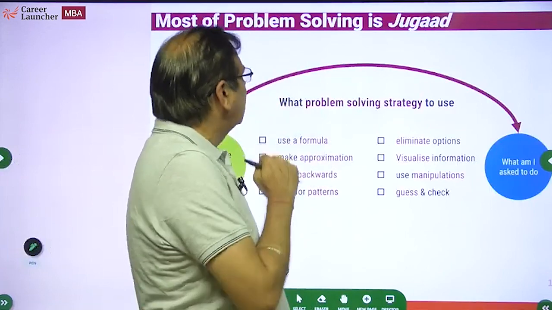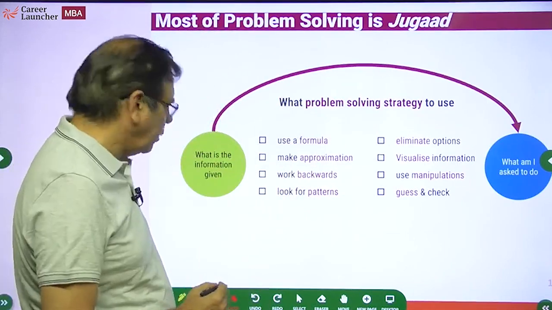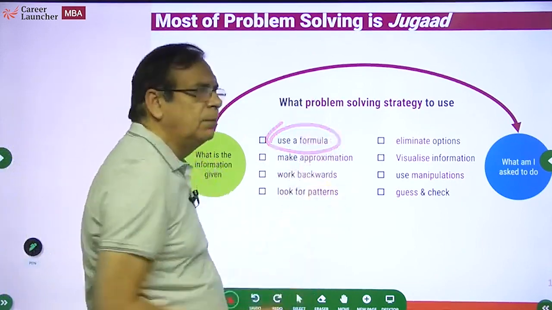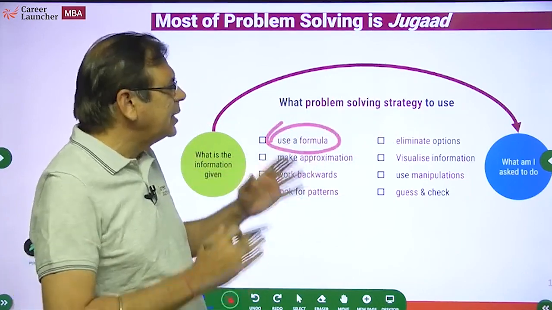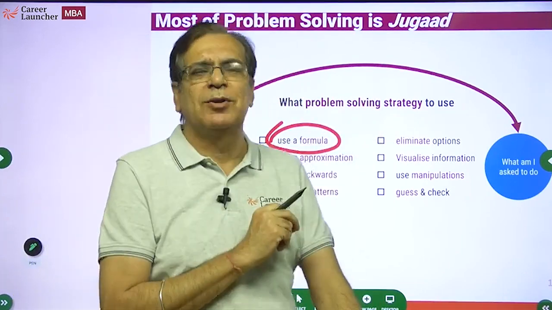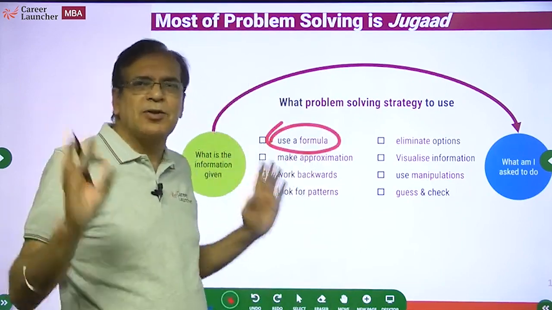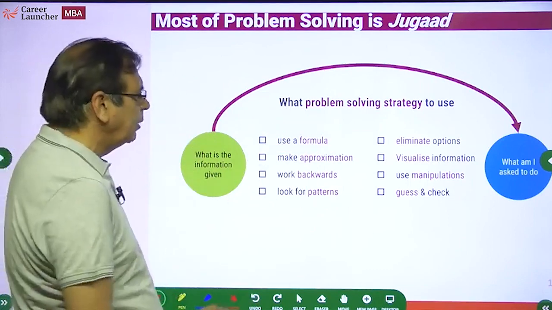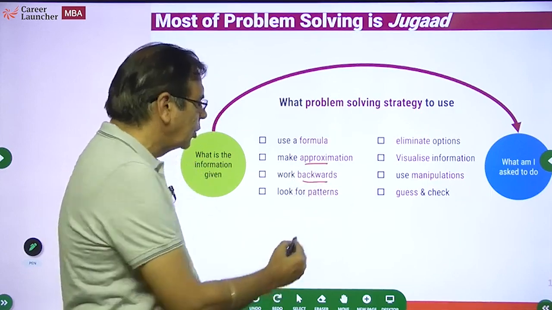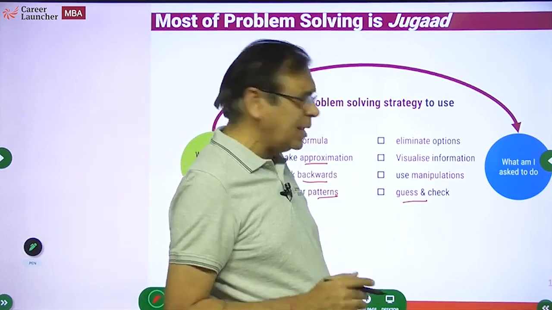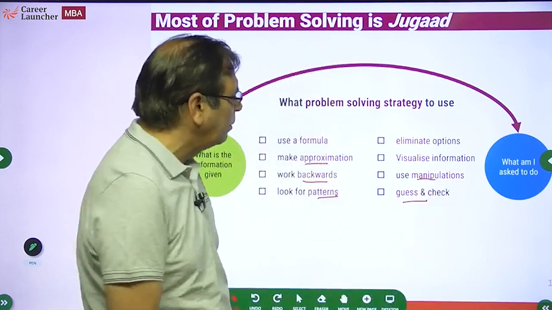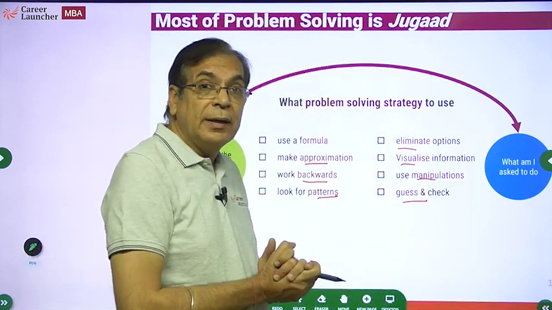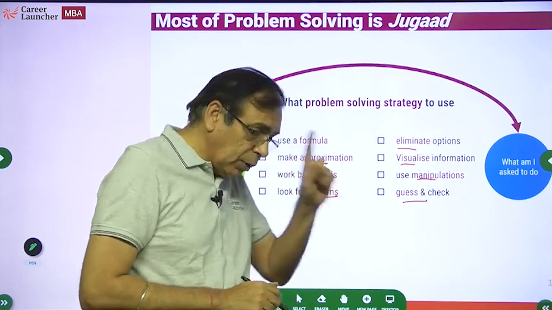Okay. So let's look at what we mean by jugaad. Unfortunately, for most of the people, when we look at solving questions, this is what you are looking for. There are multiple ways of solving questions. The strategy can be multiple depending on the question, depending on the information given. Unfortunately, hum log khali formula pe phas jate hain. Don't worry about formula. Formula is one of the ways of doing it. In addition to that, you have multiple ways. We can do approximation, we can work backwards using the choices, we can identify patterns, guess bhi kar sakte hain. And manipulation of data is definitely a norm. And we can eliminate options and visualize the information. So there are multiple ways of doing it. The point is, are you willing to do it or not? And what is the first thing out there?